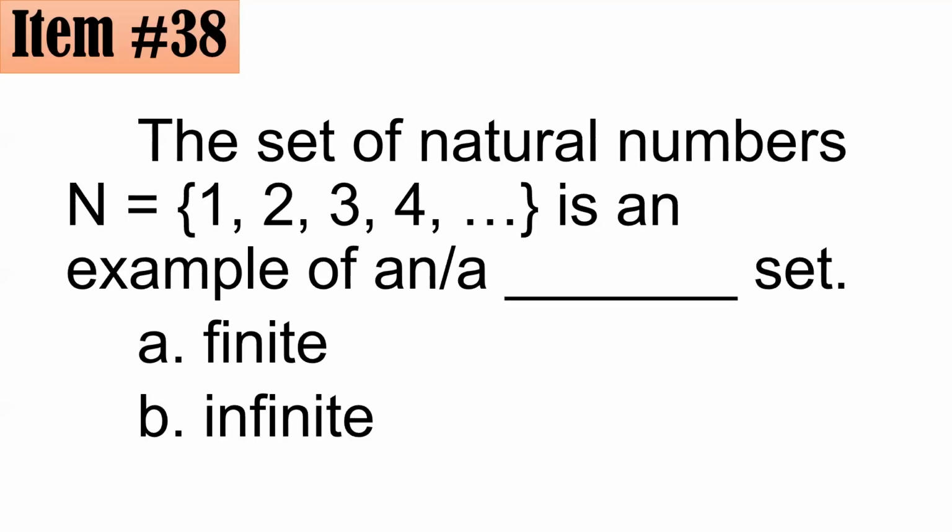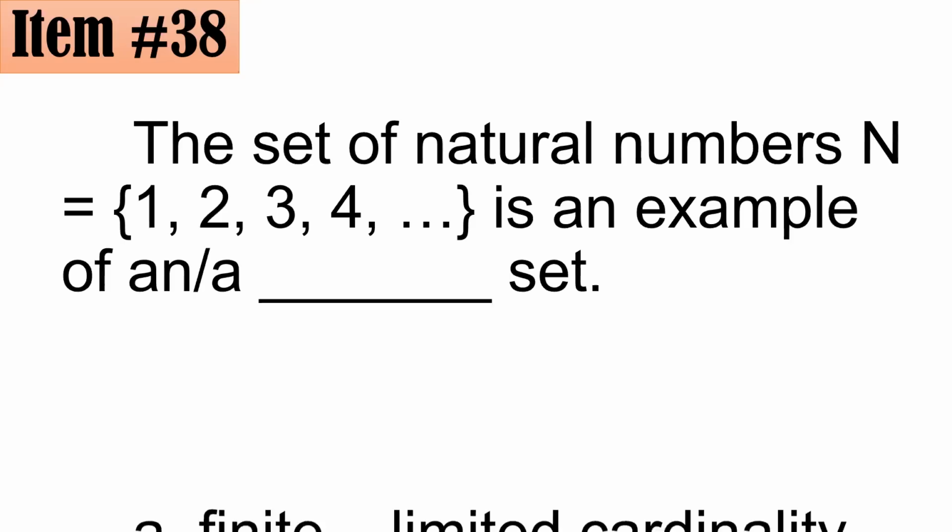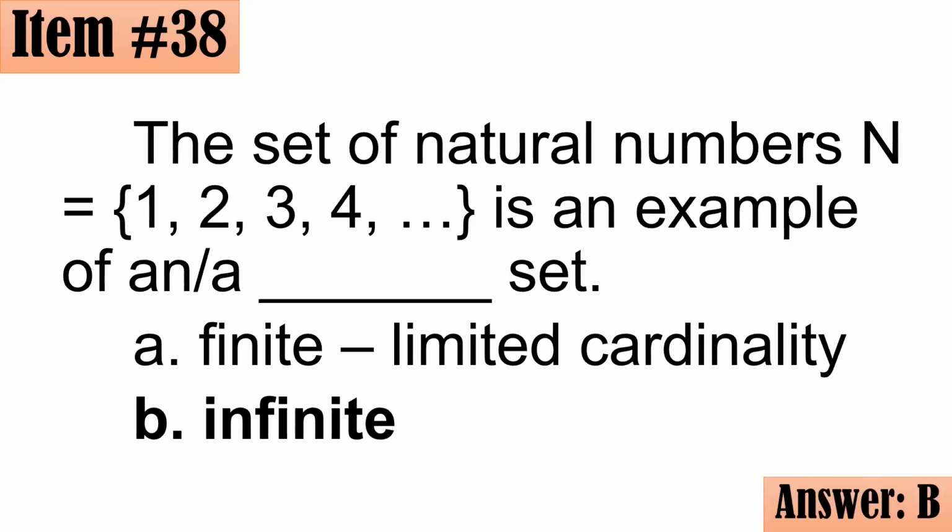Thank you. 38. The set of natural numbers N equals 1, 2, 3, 4, and so on is an example of what kind of set? Is it finite or is it infinite? Okay. If you could see po, meron po siyang first term, but since you have ellipsis here, and there's no last term, this actually tells us that this set continues indefinitely and thus is an example of what we call infinite set. Because this one has unlimited cardinality.